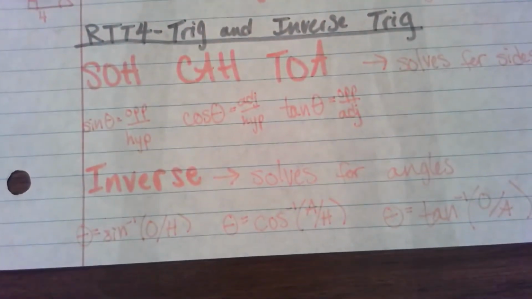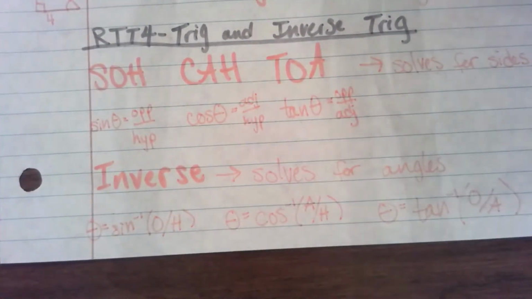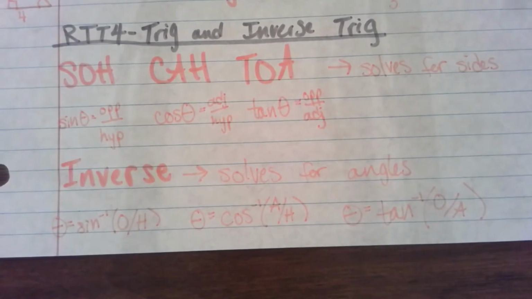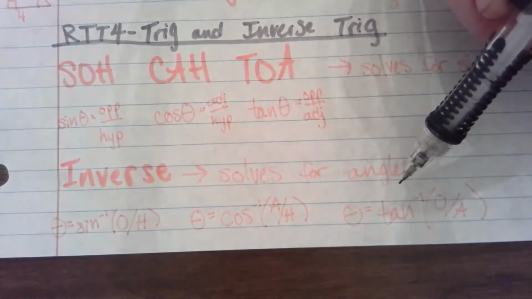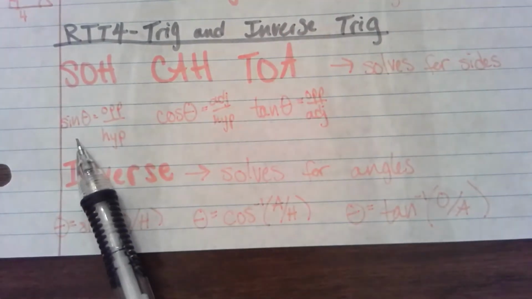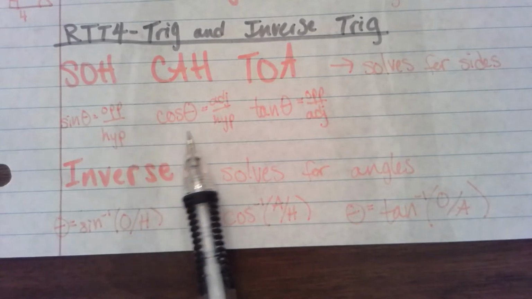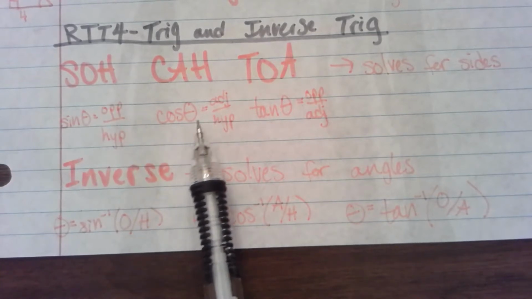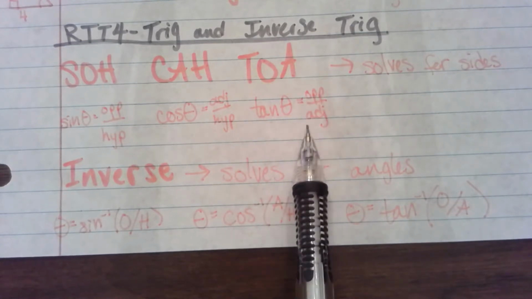And then we have the SOHCAHTOA, or RTT4. Remember, SOHCAHTOA solves for sides, and then the inverse functions solve for angles. So SO represents the trig function sine, which is the opposite over the hypotenuse. Cosine represents the adjacent over the hypotenuse, and the tan function is the opposite over the adjacent.